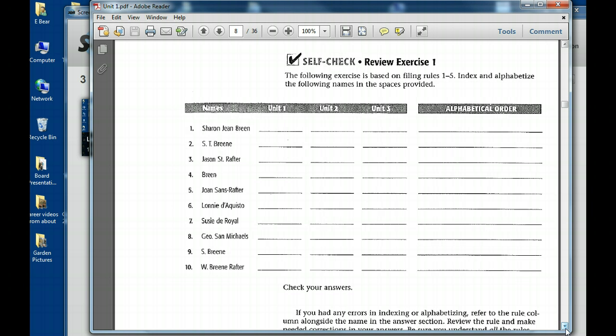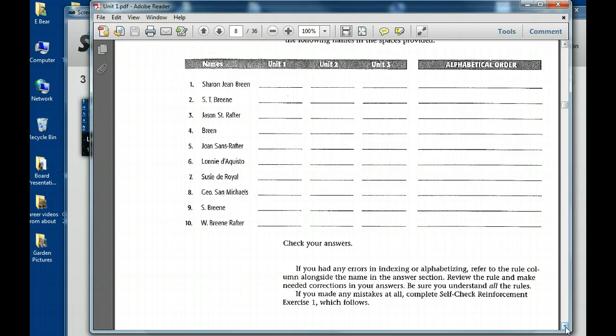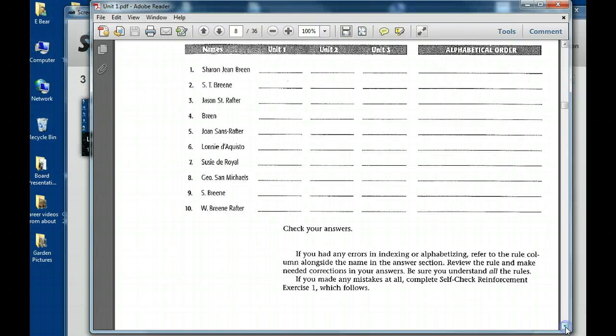Self-check review exercise 1. The following exercise is based on filing rules 1 through 5. Index and alphabetize the following names in the spaces provided. Then check your answers. If you had any errors in indexing or alphabetizing, go back and look at the rules that you previously learned to figure out where your mistakes are. Review the rule and make needed corrections in your answers. Be sure you understand all of the rules. If you made any mistakes at all, complete self-check reinforcement exercise 1 below.